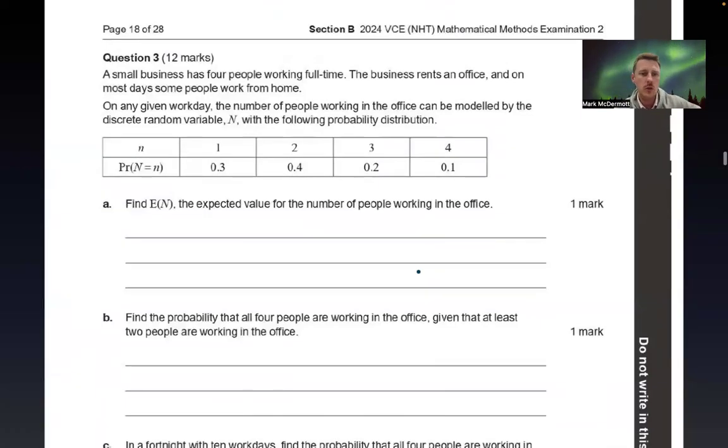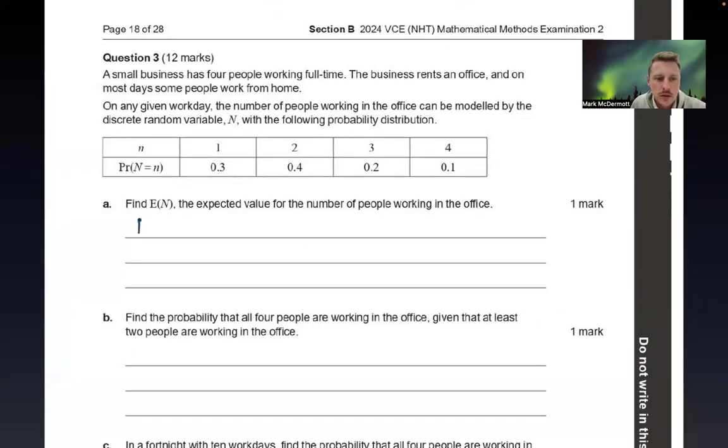Okay, small business has 4 people working full time. The business rents an office, and on most days, some people work from home. On any given workday, the number of people working in the office can be modeled by the discrete random variable n, following probability distribution. Find the expected value of n, the expected value for the number of people working in the office.